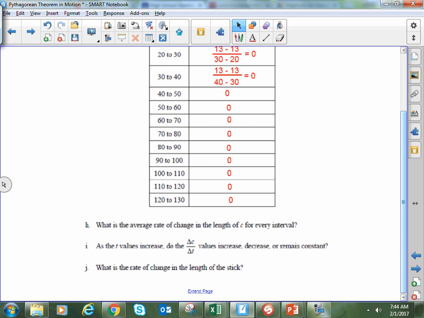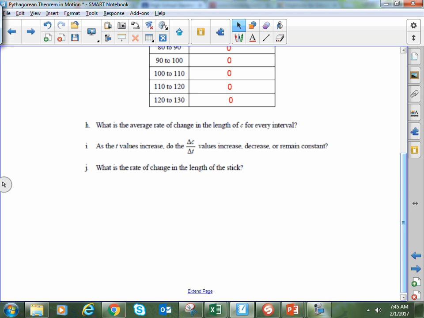So here, what is the average rate of change? The average rate of change is just 0 centimeters per second. As time increases, what happens to delta C and delta T? Well, it stays constant. And what is the rate of change in the length of the stick? It's just 0 centimeters per second, which I guess is what we would think of as slope, 0.